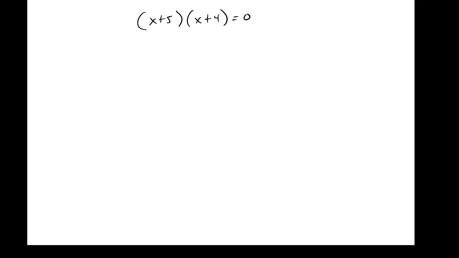Let's actually do another one. We have the quantity x plus 5 times the quantity x plus 4 equal to 0. Again, gentlemen, I have two problems I need to separate. I have x plus 5 equal to 0, and x plus 4 equal to 0. When I solve each of these, I'm going to get two solutions. One is that x is equal to -5, and the other is that x is equal to -4. Those are your solutions.